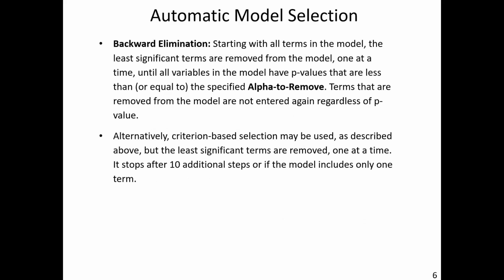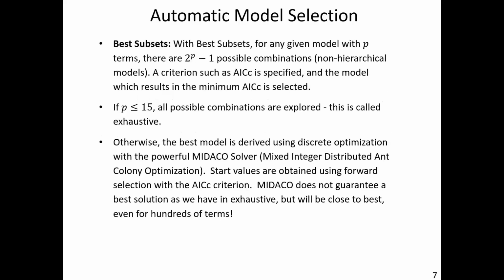Backward elimination, you start with all terms in the model, and then the least significant terms are removed from the model one at a time until all variables in the model have p-values that are less than the specified alpha to remove. Again, we don't really recommend this, it's more for legacy, using alpha to remove, but you can use criterion-based selection as described in forward. And that will also, once it finds a minimum AICC or a maximum R-square, and that holds for 10 additional steps, then that minimum or maximum is selected as the best model.